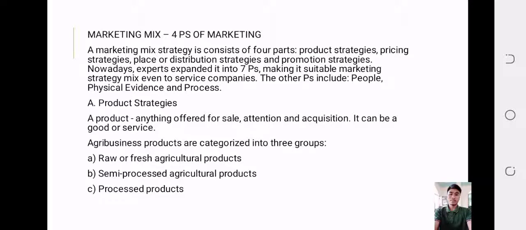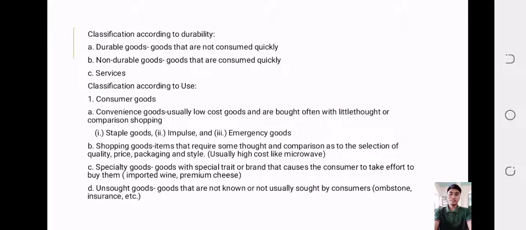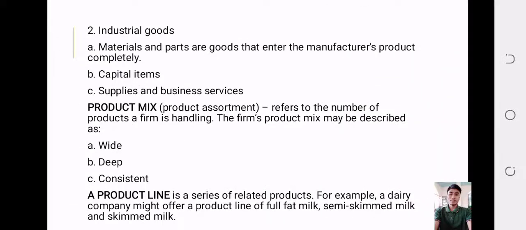So, A. Product strategies. A product is anything offered for sale, attention, and acquisition; it can be a good or a service. Agribusiness products are categorized into 3 groups: raw or fresh agricultural products, semi-processed agricultural products, and processed products. These are the classifications according to durability: durable goods, non-durable goods, and services. Classification according to use: consumer goods, industrial goods, material parts or goods, and the manufacturer's product components: capital items, supplies, and business services.